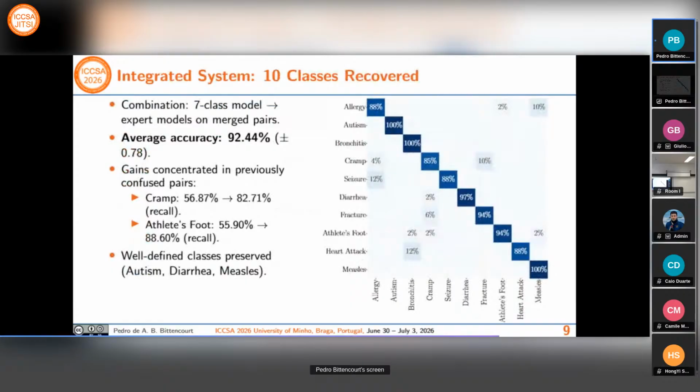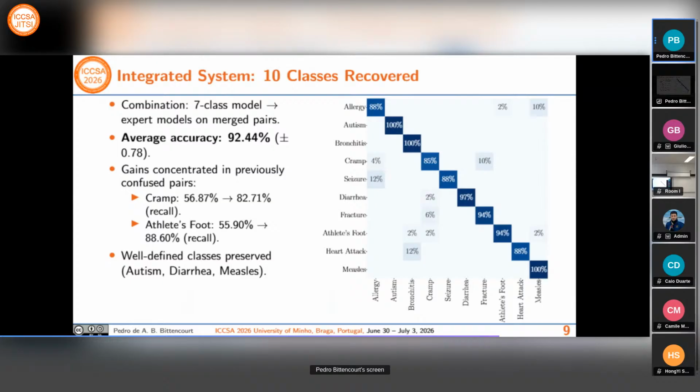Now, when we integrate the 7 class model with the 3 expert models, we recover the full 10 class classification. The integrated system achieved an average accuracy of 92.44% with a standard deviation of only 0.78. Looking at the improved confusion matrix, you can see a significant reduction in class confusions. The gains are concentrated exactly where we expected, in the previously confused pairs.